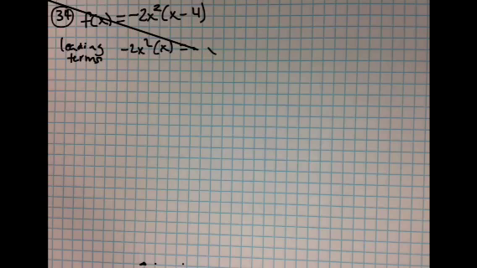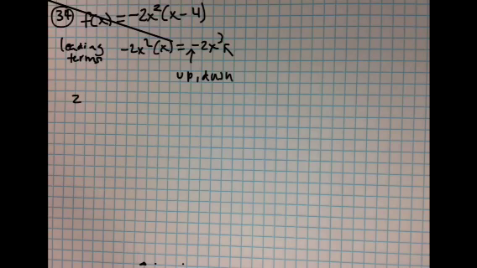Negative 2x cubed. So first of all, the odd power tells me that the ends are going to go in opposite directions, and the negative tells me that it's going to be an up, down. Okay? So those are the end behaviors.